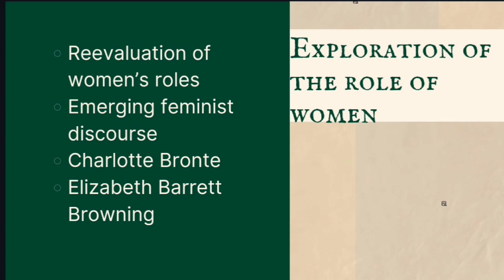Victorian literature, the Victorian age, had a patriarchal society. In that patriarchal society, writers like Charlotte Bronte and Elizabeth Barrett Browning explored the struggles of women. They further advocated for greater female independence.